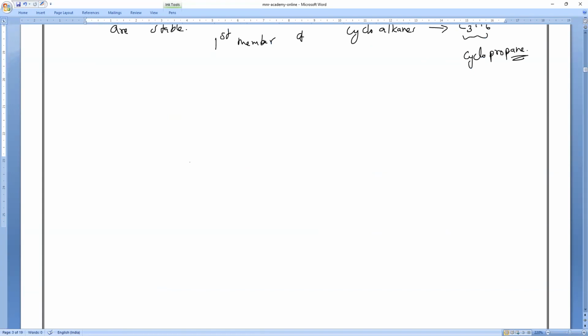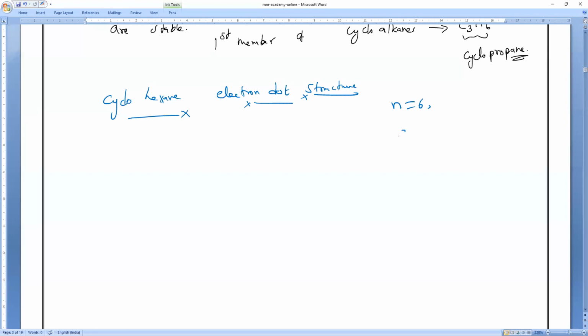Now, let me draw the cyclohexane electron dot structure. What do you mean by cyclohexane? Cyclohexane means the carbon number is n equals 6, which is stable. So what is the general formula? CnH2n. So with n equals 6, 2 into 6 equals 12, which gives C6H12, which we call cyclohexane.